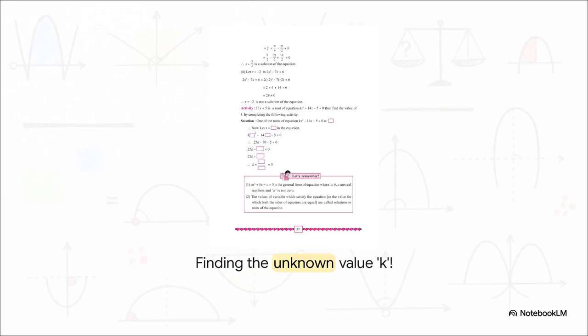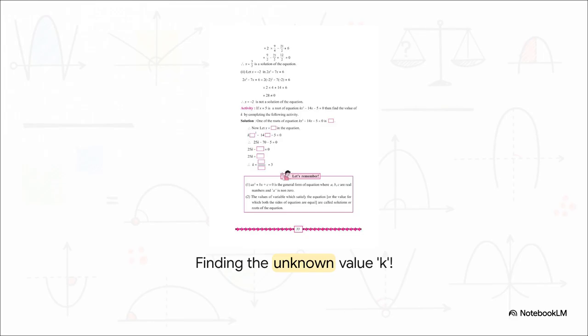Because we already know x equals 5 is a root, we can directly substitute 5 right into the equation. Let's put x equal to 5. We get k multiplied by 5 squared minus 14 multiplied by 5 minus 5 equals 0. Now, 5 squared is 25, so we have 25k. 14 multiplied by 5 is 70. So 25k minus 70 minus 5 equals 0. This simplifies neatly down to 25k minus 75 equals 0. If we just move that 75 over to the right side, we get 25k equals 75. Dividing 75 by 25, we finally find that k equals 3.